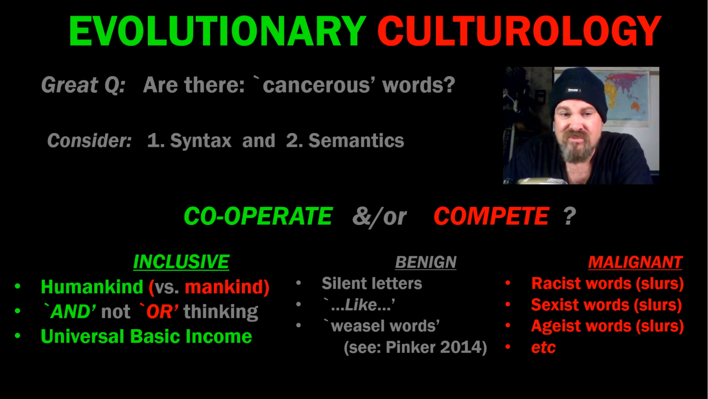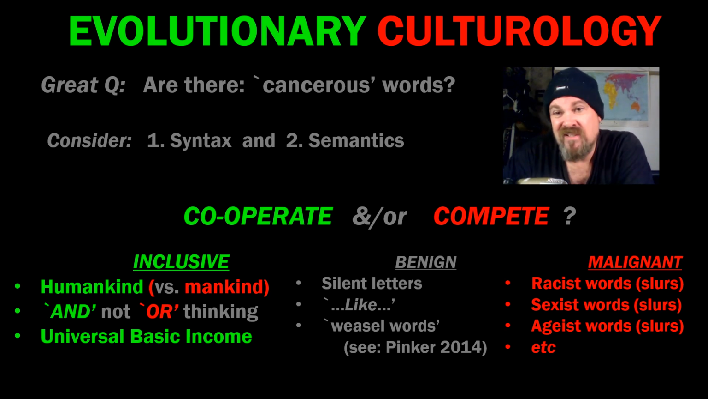So we have a range of inclusive, benign, or malignant kinds of words there. On the right-hand side, you can have racist, sexist, and ageist words. In terms of values and morality, those would be cancerous. And in the middle, you've got sort of benign instances of units of culture.